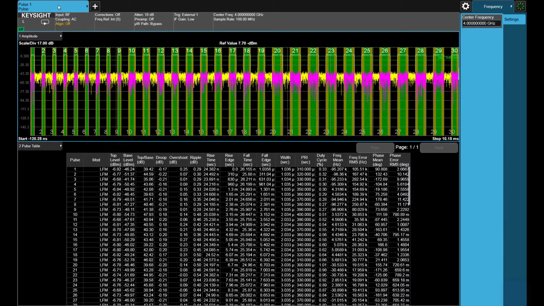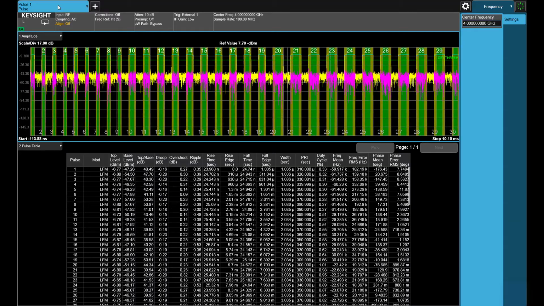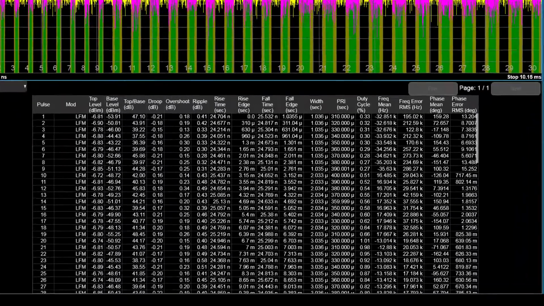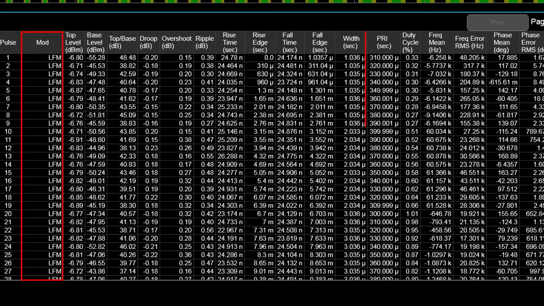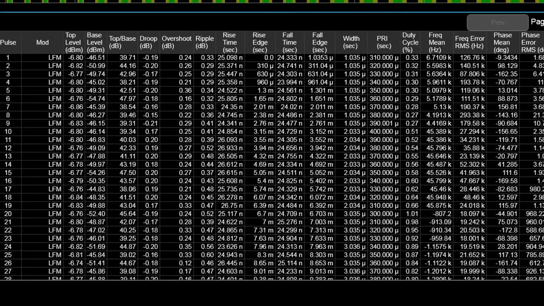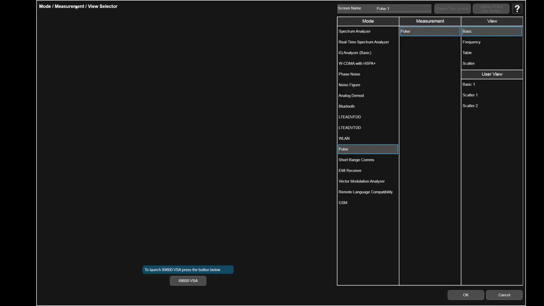In the time domain view, you can see that there are many different pulse widths. Down in the pulse table, we can see that there's linear frequency modulation on this signal, and you can also see that there are varying PRIs from pulse to pulse. Let's change now to the scatter plot mode so we can understand these pulse parameter trends.